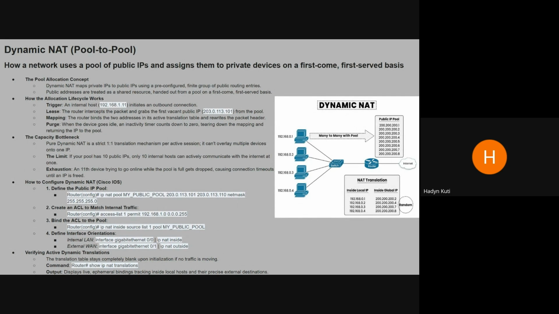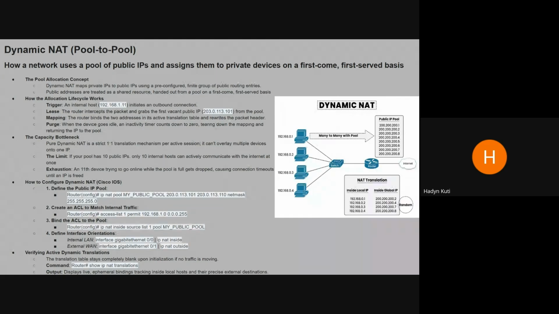When the device goes idle, an inactivity timer counts down to zero, tearing down the mapping and returning the IP to the pool. Pure dynamic NAT is a strict one-to-one translation mechanism per active session, and it can't overlay multiple devices onto one IP. The limit here is that if your pool has 10 public IPs, only 10 internal hosts can actively communicate with the internet at once. An 11th device trying to go online while the pool is full gets dropped, causing connection timeouts until an IP is free. We can verify this.